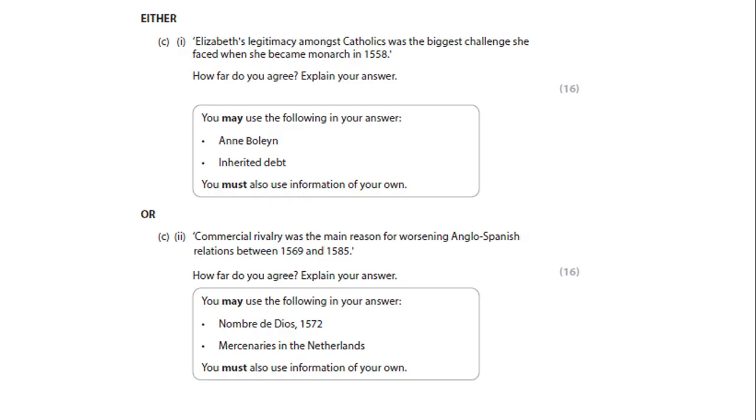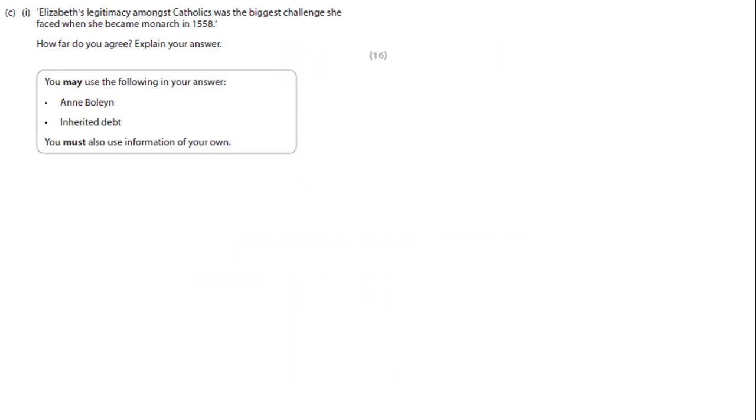Our alternative is: commercial rivalry was a main reason for worsening Anglo-Spanish relations between 1569 and 1585. How far do you agree? Bullet points: Nombre de Dios, 1572, and mercenaries in the Netherlands. Again, if you look at a bullet point and you go, I don't know what this means, if you've forgotten what a mercenary is, you can use your own information. What matters is that you use information beyond what's in the bullet points to get the highest possible mark. So we'll have a look at how we might approach the first question and then the second question.